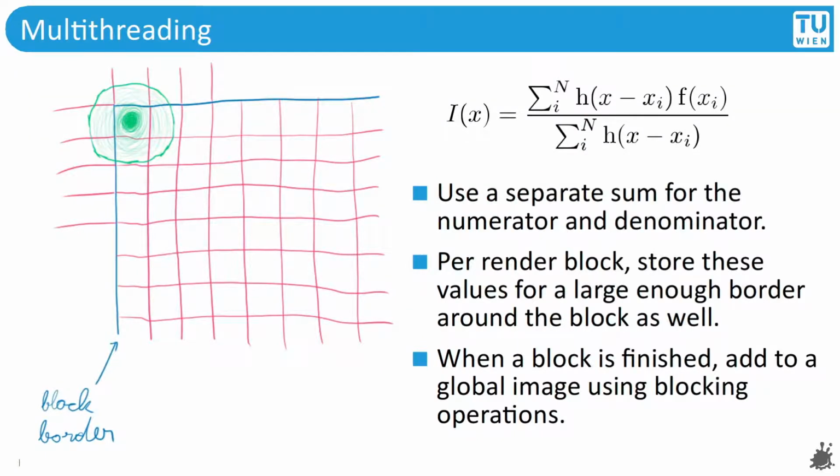When we look back at the equation for filtering, we see that there is a sum in the numerator and the denominator. We have to complete the sum before the division. That means that we need to do the division after merging the blocks to the complete image. And that is actually quite easy. We just keep track of the numerator and the denominator separately. Then we add the blocks to the final image using blocking or atomic add operations. And finally, we do the division once all threads are finished.